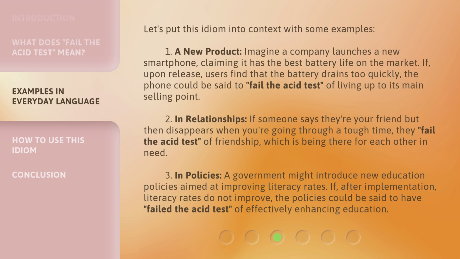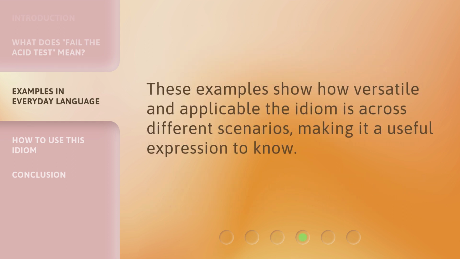3. In policies, a government might introduce new education policies aimed at improving literacy rates. If, after implementation, literacy rates do not improve, the policies could be said to have failed the acid test of effectively enhancing education. These examples show how versatile and applicable the idiom is across different scenarios, making it a useful expression to know.